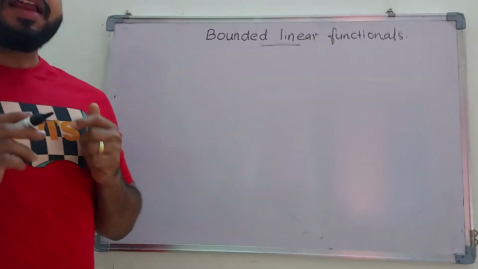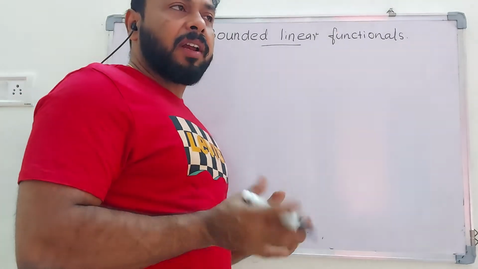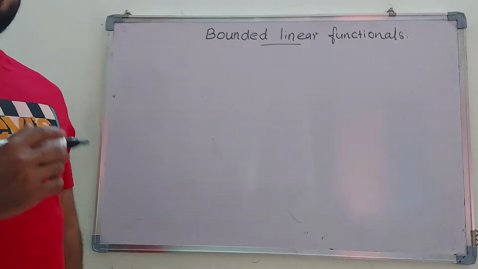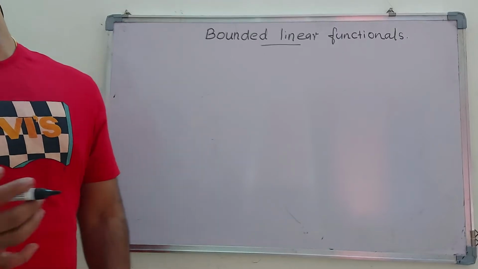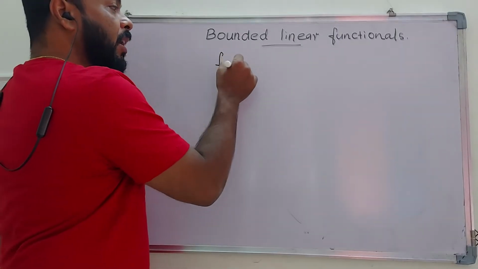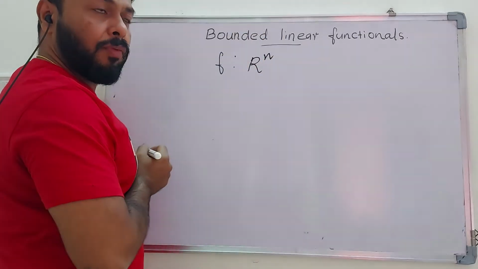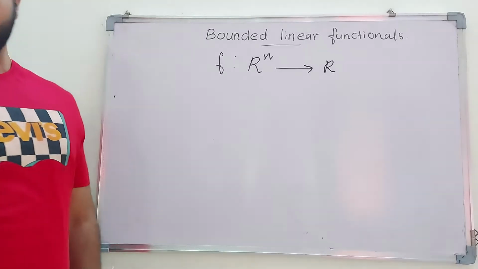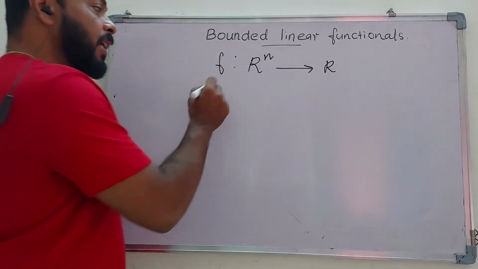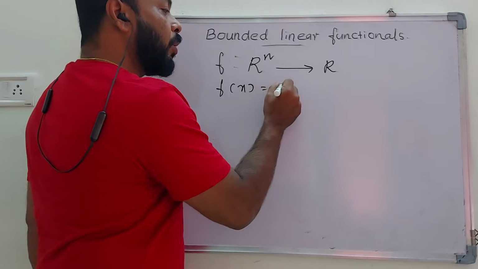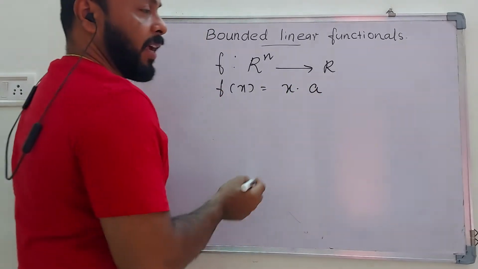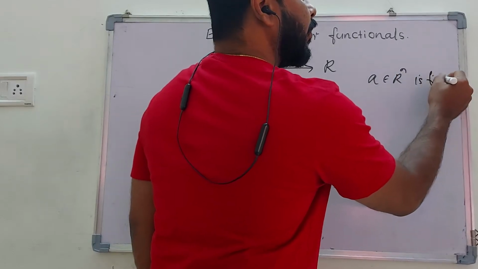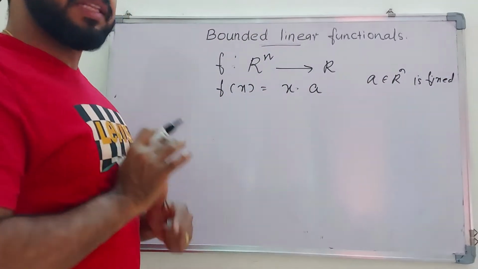Now we can consider an example of a bounded linear functional and how to find its norm. We define the dot product operator on R^n. Define a function f from the vector space R^n, the set of all n-tuples of real numbers, to R, such that f of x equals the dot product of x and a, where a belongs to R^n is a fixed vector. We fix a there.